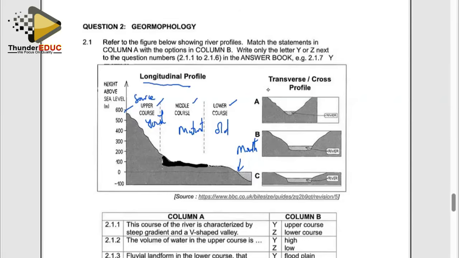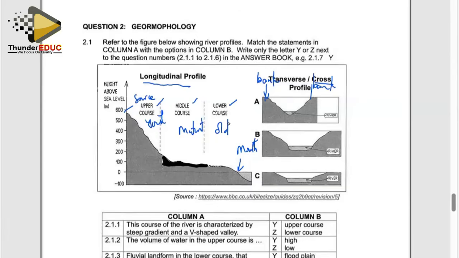And then we have a transverse profile. A transverse profile shows us the shape of the river from one bank to the opposite bank. So it's a cut across the river channel. How does the river channel look if we are to cut across it from one bank to the extreme bank on the other side? How does the river channel look?